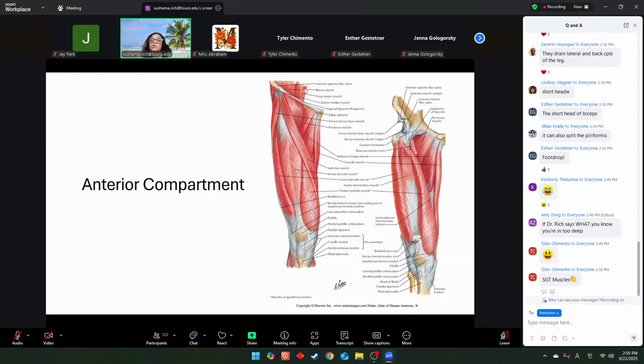Once the iliacus joins the psoas major, they go underneath the inguinal ligament, deep to the inguinal ligament. They come down, they form the floor of the femoral triangle, then they come down and attach to the lesser trochanter. This portion of it is psoas major, this lateral portion is iliacus.